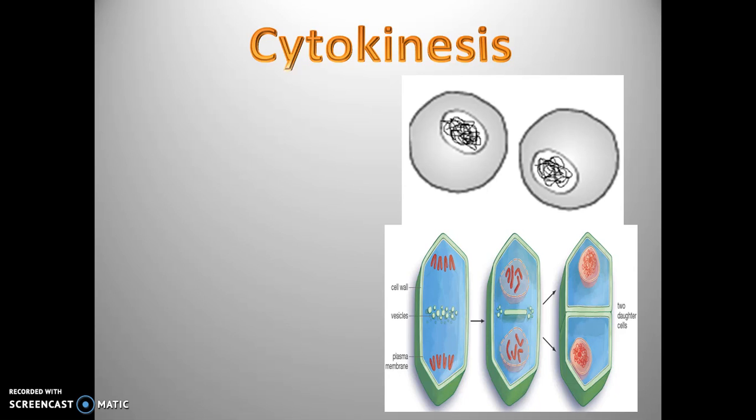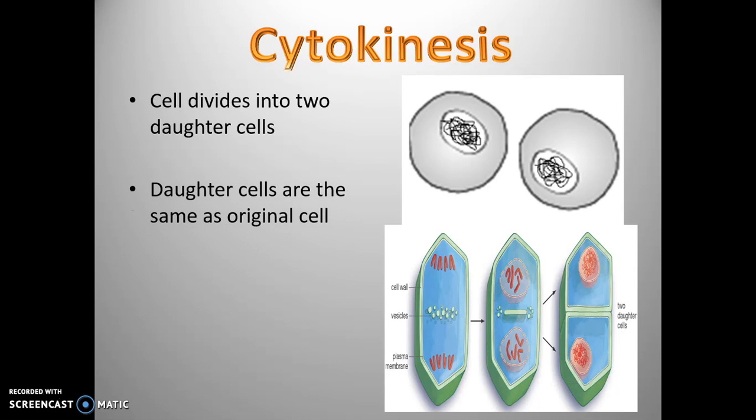Okay, so cytokinesis is the actual just breaking it up, and now you have two identical daughter cells. They are identical to the original, they are identical to each other, and they start immediately all over in interphase G1. Okay? Here, animal cells and plant cells are going to be a little bit different.